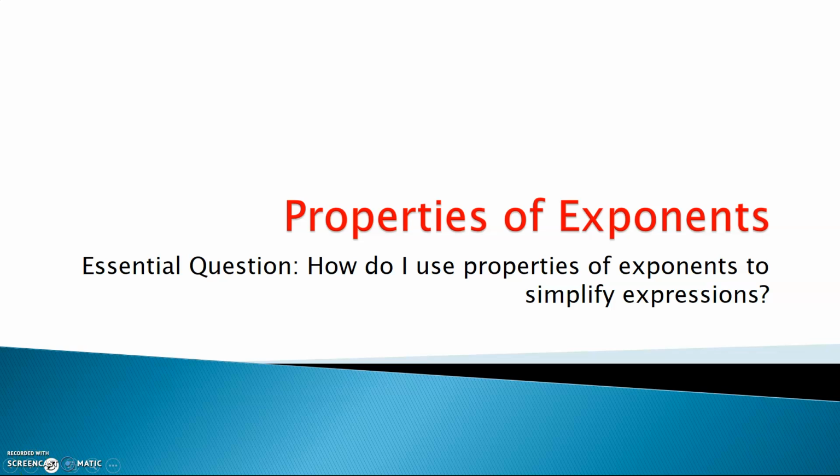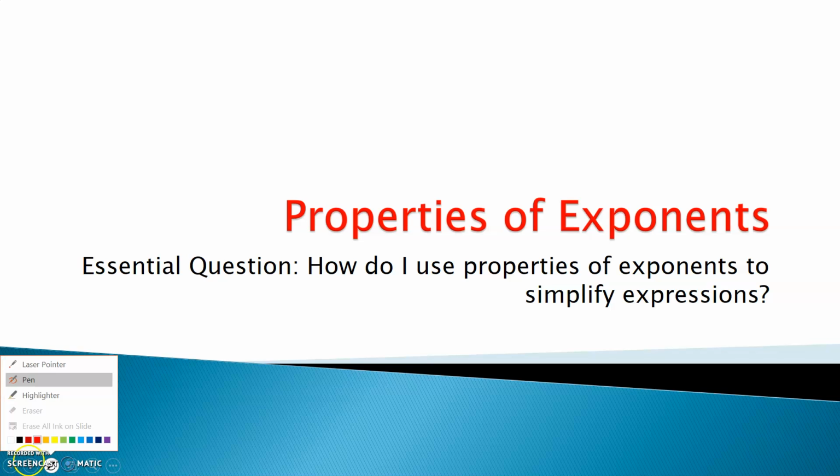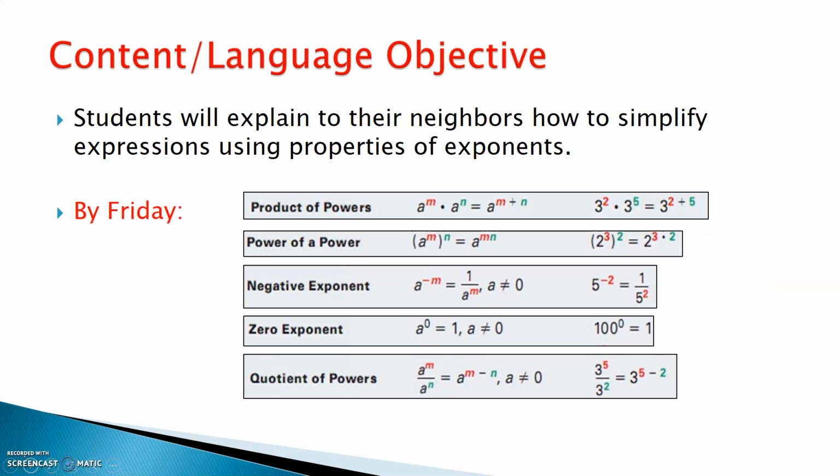Make sure you copy down this title, follow along, taking notes. There are 5 properties in total that we're going to talk about, but today we're only going to focus on these 2: product of powers and power of a power. Product just means it's a fancy way to say multiply. So what do I do when I have something like 3 to the second times 3 to the fifth? That's what it means to be a product: you're multiplying.